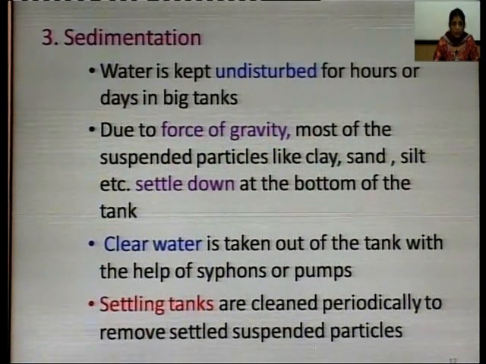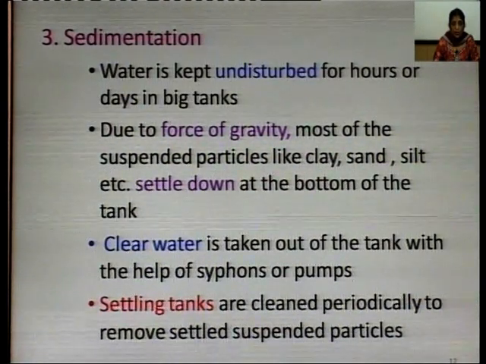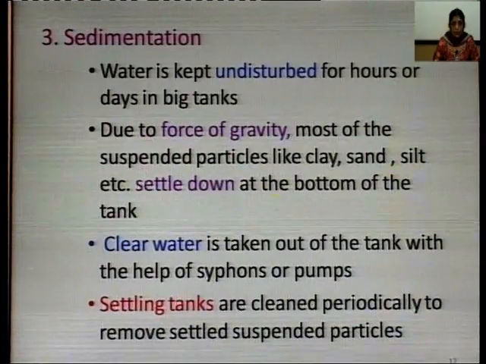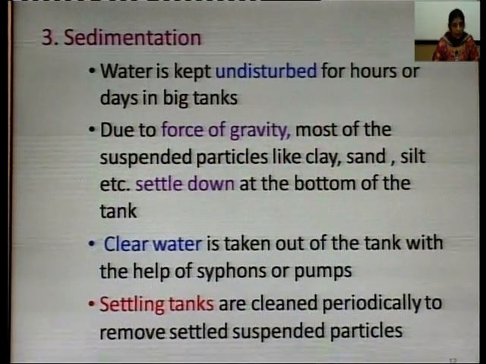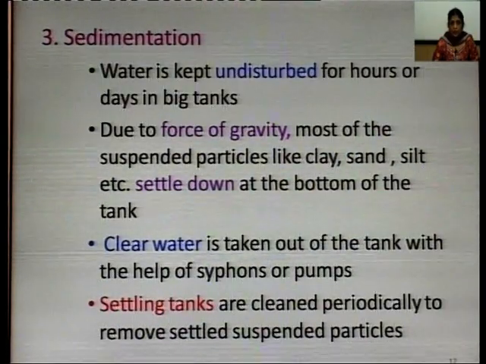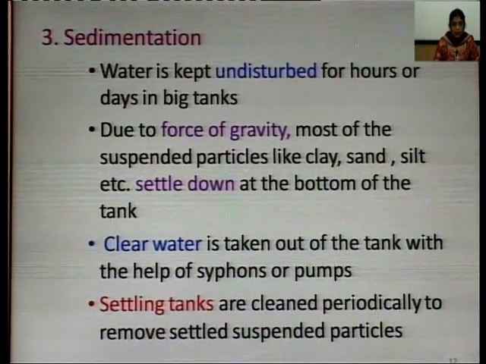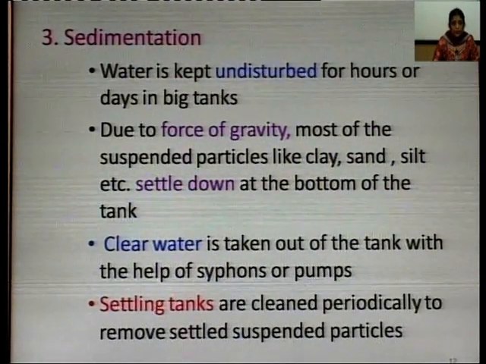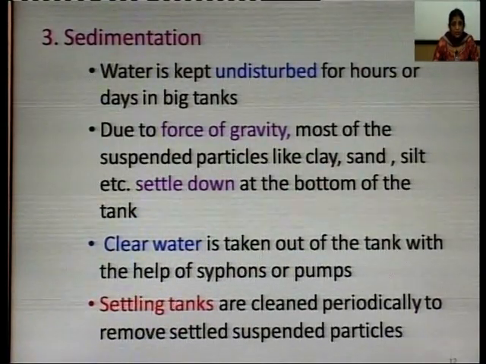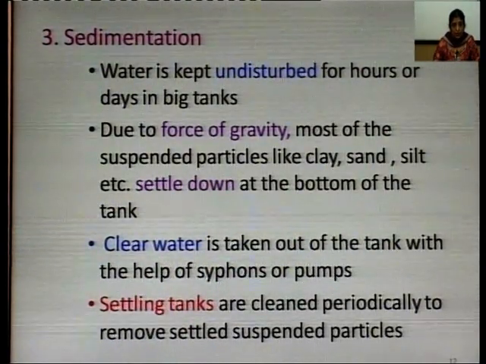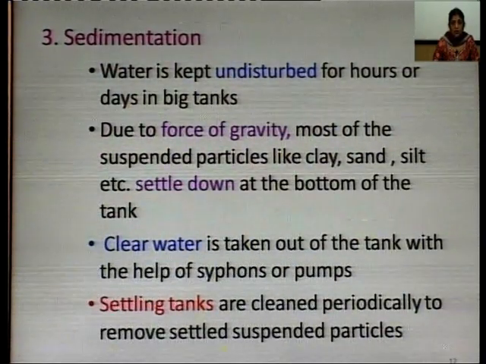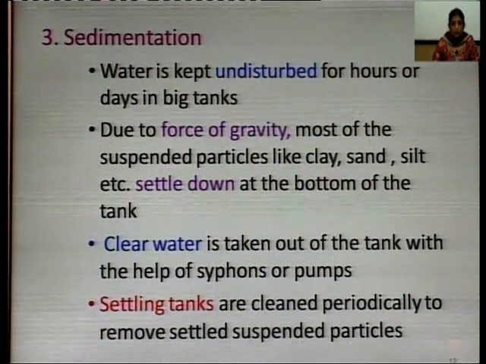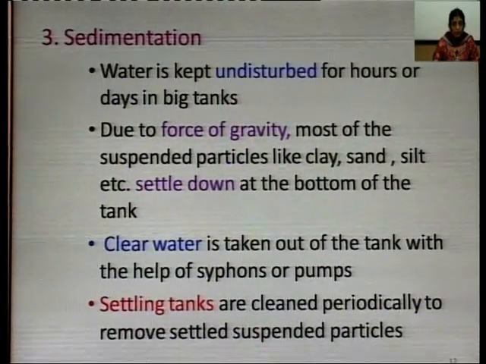Sedimentation is the process of keeping a liquid undisturbed for a long time, so that its suspended floating impurities settle down and clear liquid comes upward. The same process is applied for water, that is, screened water. This is the third step. So, screened water is kept undisturbed for hours or maybe for days in big tanks.